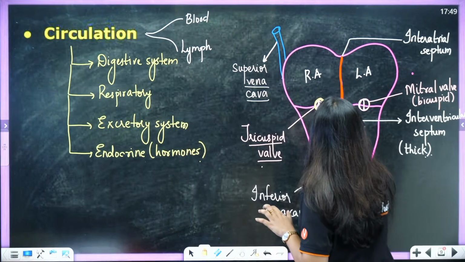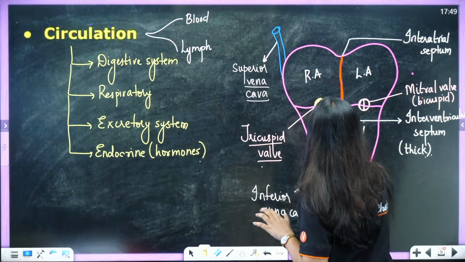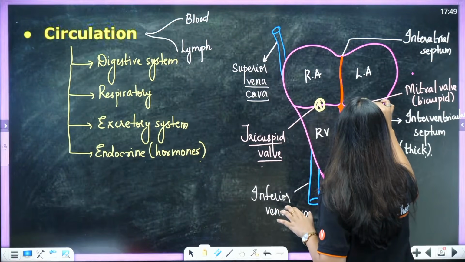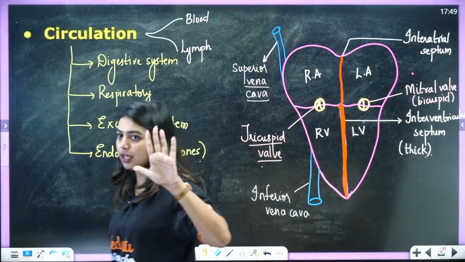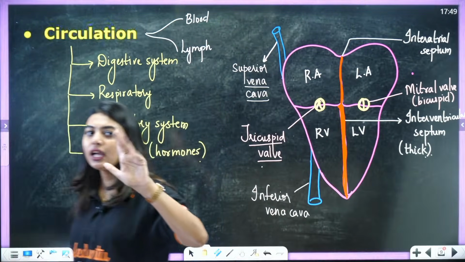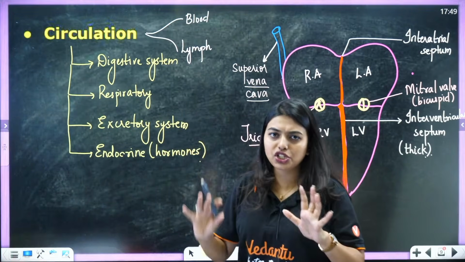And this one has 3 flaps, tricuspid. This one has 2 flaps. That is your bicuspid valve. I hope it's clear, okay? Now, blood will flow in, purification, all this will happen.